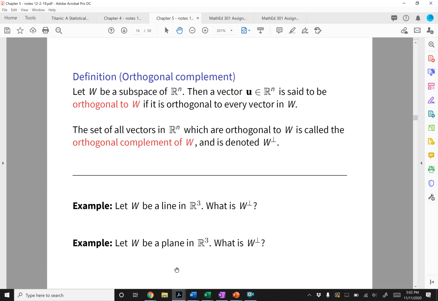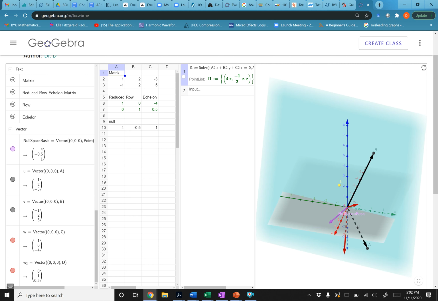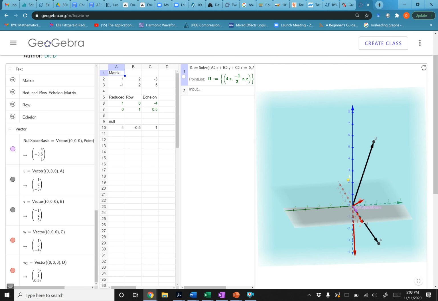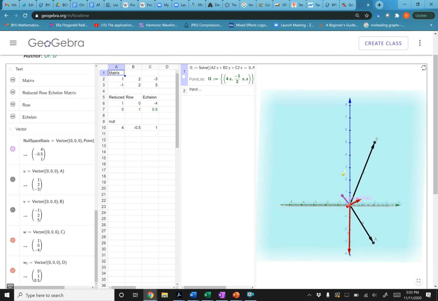Okay, so if W is a subspace of Rn, then a vector u is said to be orthogonal to W if it's orthogonal to every vector in W. And if we go back to here, no matter what vector we draw in the blue plane from the origin, it's going to be orthogonal to that purple one.